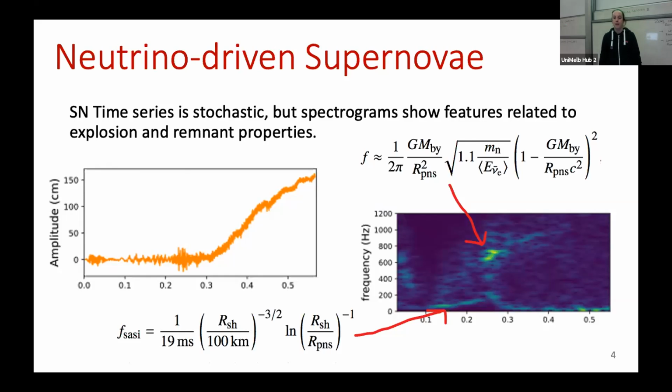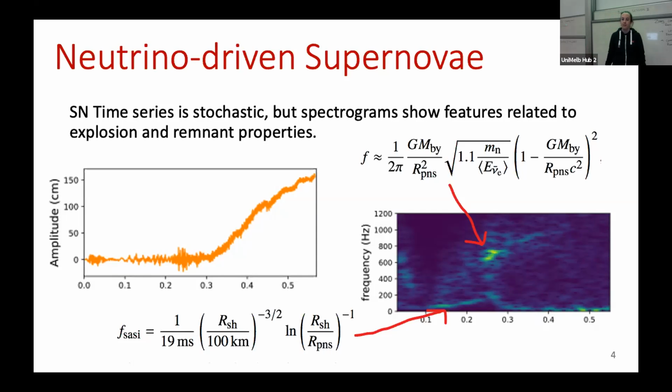So I have here the time series of a gravitational wave signal from a regular supernova, and also the spectrogram. We don't usually use the time series for supernova searches and parameter estimation for gravitational waves, because they have a lot of stochastic features which we can't relate back to the source properties. However, when you look in the time-frequency spectrogram, we see some features which are related to the source properties that are common between all supernova simulations.